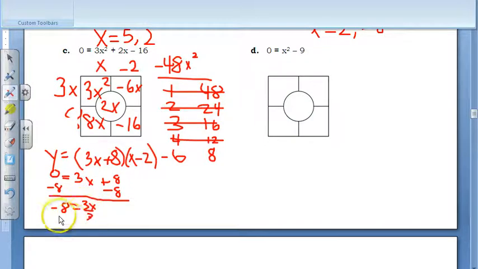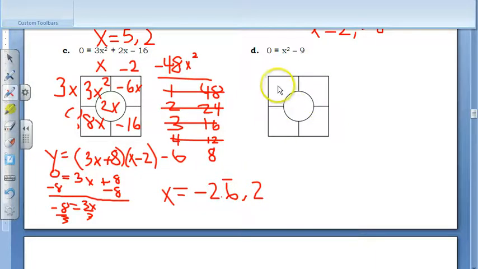And then divide by 3 on each side. Negative 8 over 3. We can leave it as a fraction, negative 8/3, or we can use the decimal. So x is both negative 2 and 2/3 and positive 2.